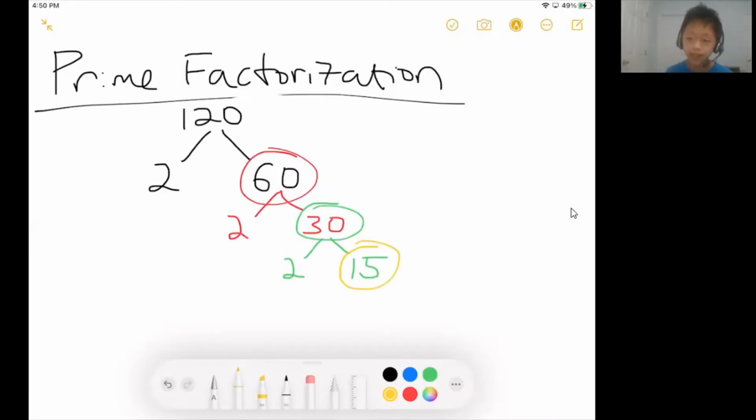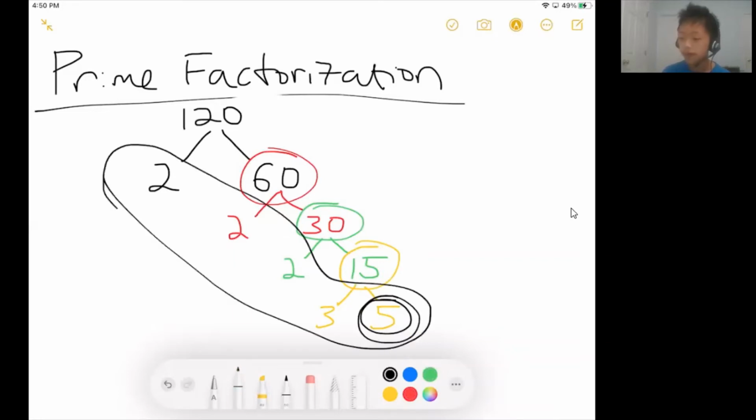Next, we move on to the next highest prime number, which is 3. So I can say 15 is 3 times 5. Now I look at this number 5, and I can stop, because you keep repeating this process until you reach a prime number. In this case, 5 is a prime number, so you can't decompose it any further. Then you take all of these numbers at the very bottom, and that represents your prime factorization.